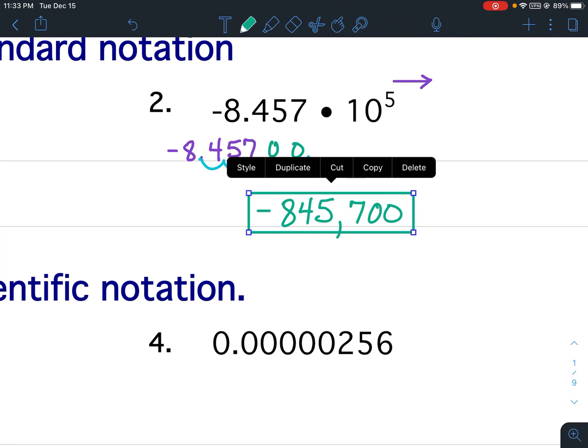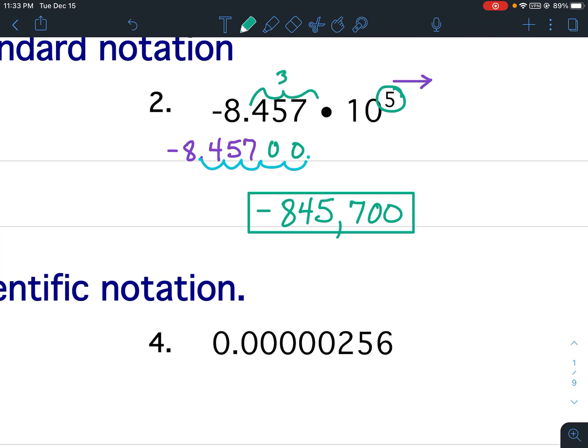Now, if you remember, the shortcut I showed you for this was, this is a 5. There are 3 numbers here. So 5 minus 3 is 2. Which means we would need 2 zeros. And that's what we have here at the end. You do not need to write that down.